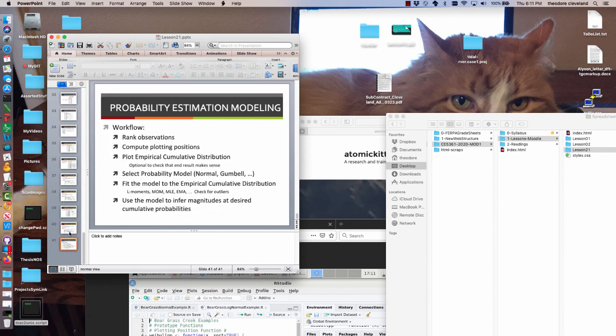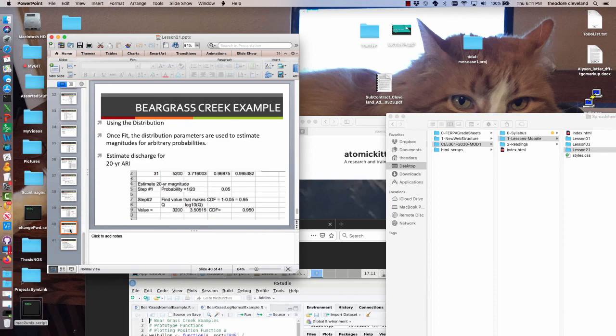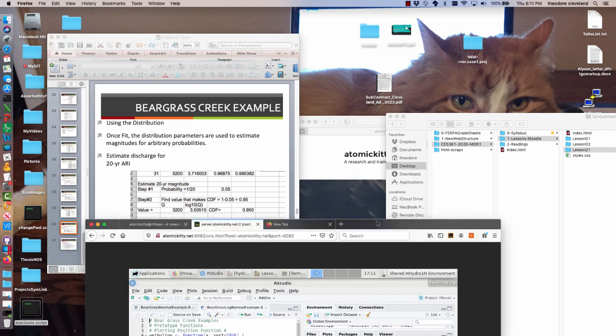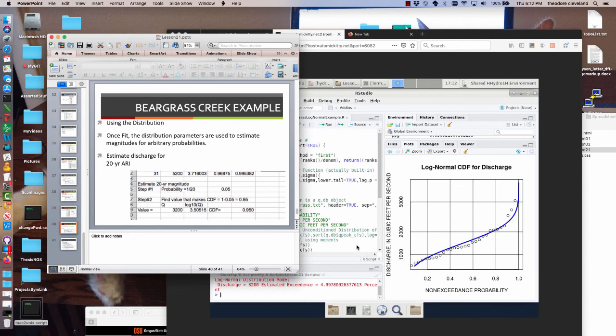We have a, see, that was log normal. We have a 20-year magnitude of 3200 should produce 95th percentile. We can check that real quick. 3200. 4.99. So 1 minus 4.99 is 95 and some change. So this result and this result are, for all practical purposes, identical.